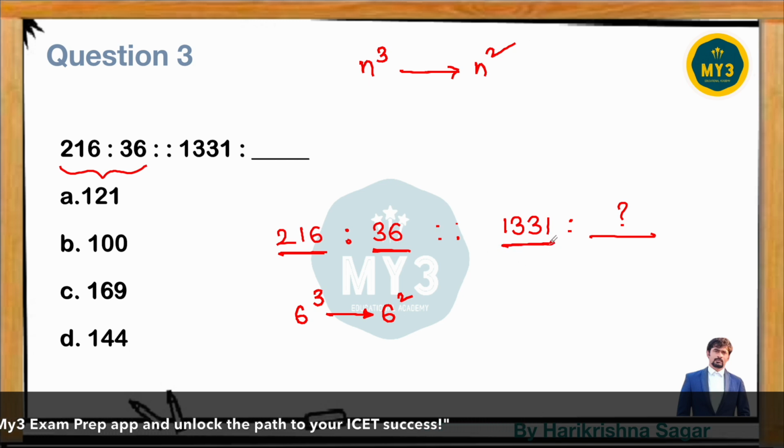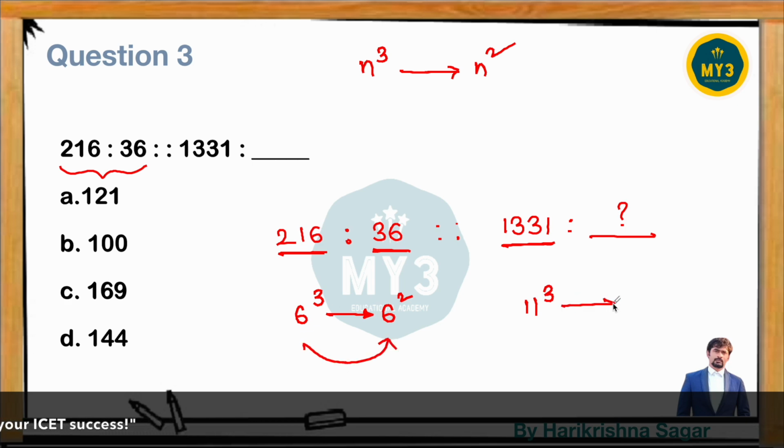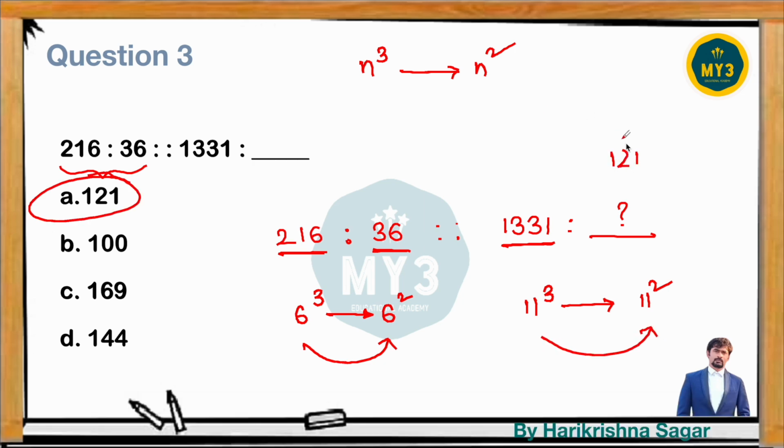So 1331, again a very familiar number. 1331 is 11 cube. If 6 cube becomes 6 square, then 11 cube becomes what? 11 square. What is 11 square? 121. So mark the answer, which is 121, available as option A for us. Hope you are able to understand how to tackle analogy questions.